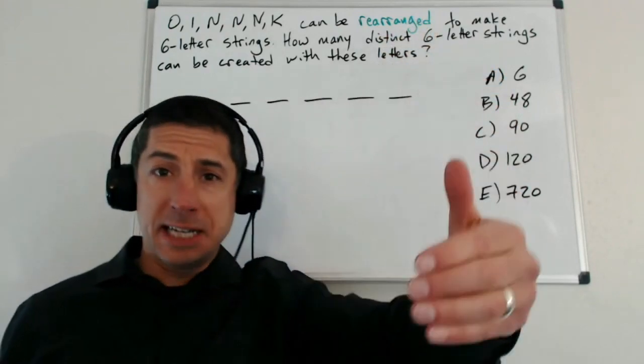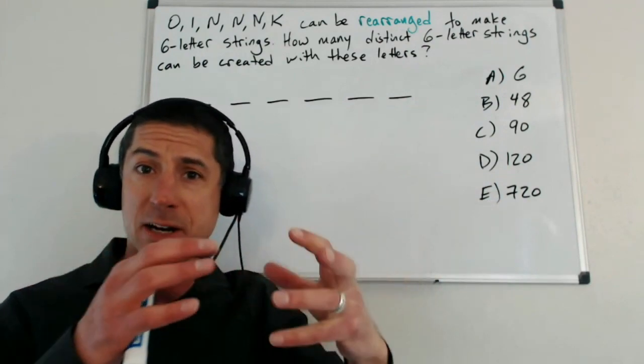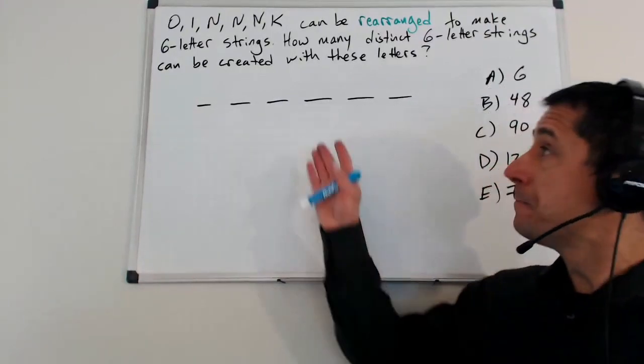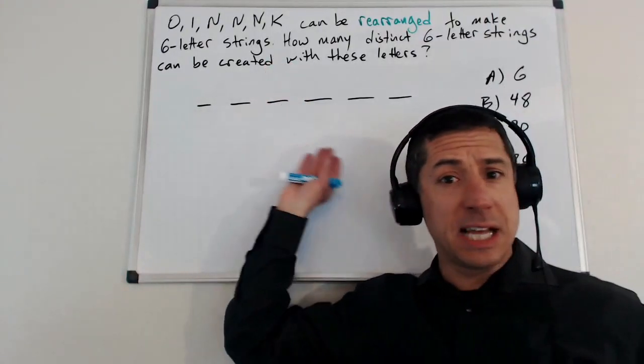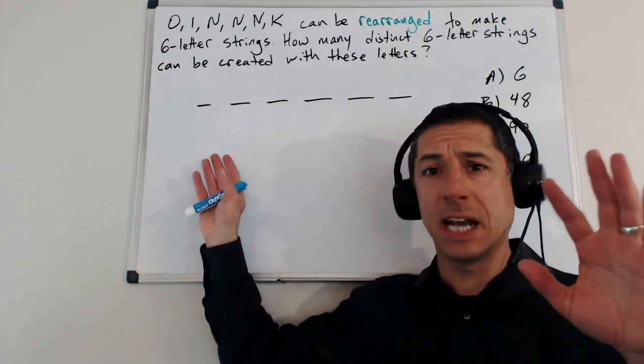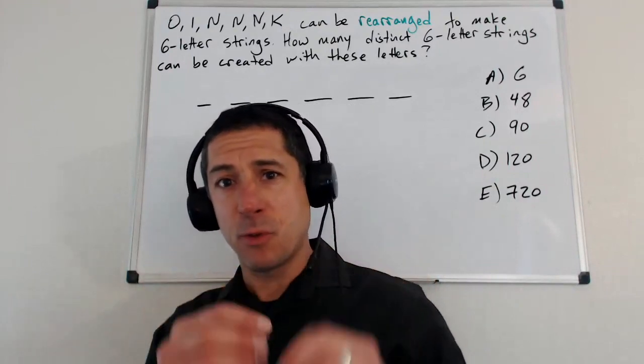Rearranged indicates that we're talking about a situation where order does matter. You change the arrangement of those letters, you get a different six-letter string, you get a different code would be another way to frame this. So we know that we're talking about just using slots here. You could use a formula. I'm going to stay away from it in this video. Again, if the formula works for you, knock yourself out. What we found over 20 plus years of tutoring is that people tend to mix up the formulas.